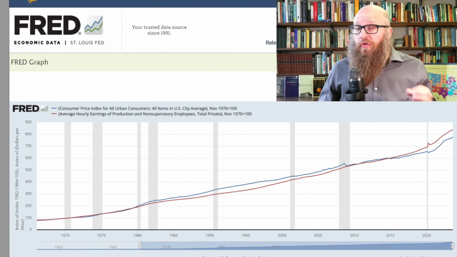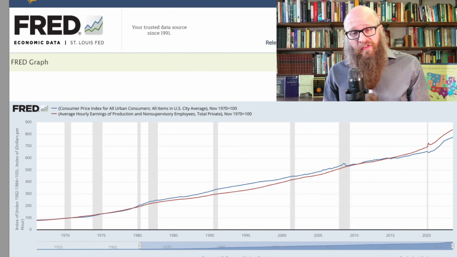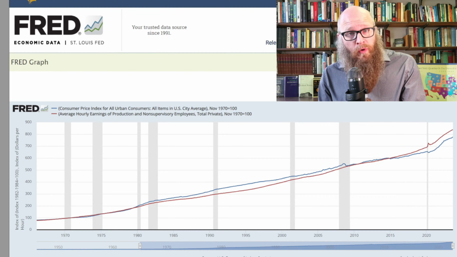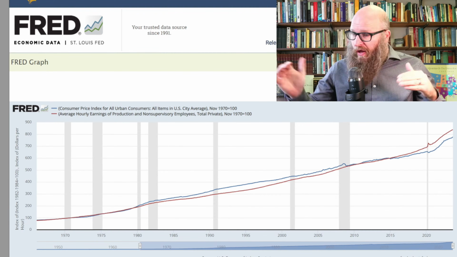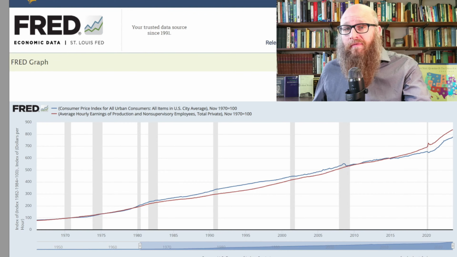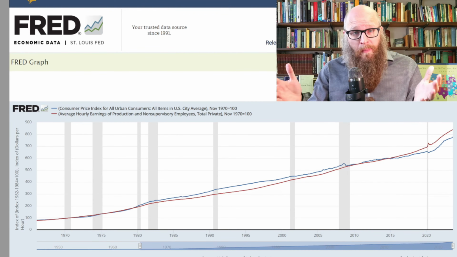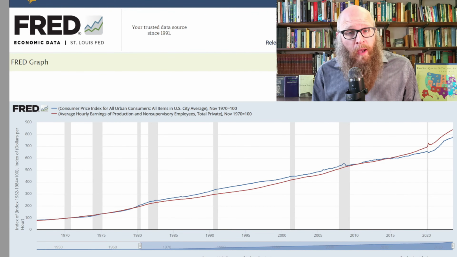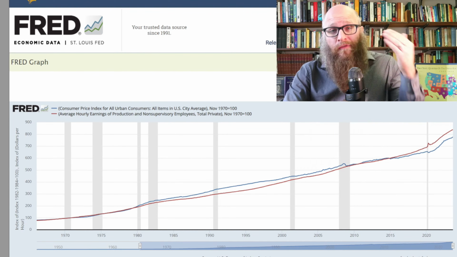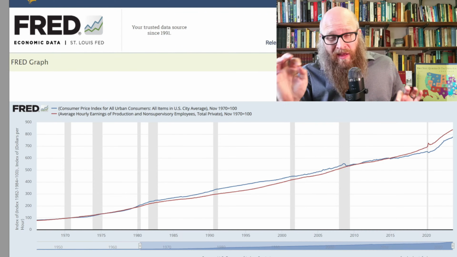This chart graphs both the CPI and nominal wages. The CPI is in blue, and the average hourly earnings of production and non-supervisory workers is in red. We do this so that we're not including managers or the wealthy. Both of these series are indexed so that 1970 equals 100. And we can see over the past 50 years that wages have kept up with prices. And for the past 8 years or so, wages have actually risen faster than prices. The red's slightly higher than the blue.